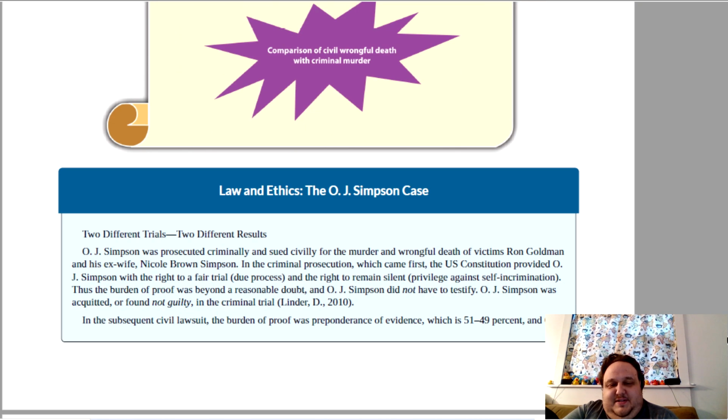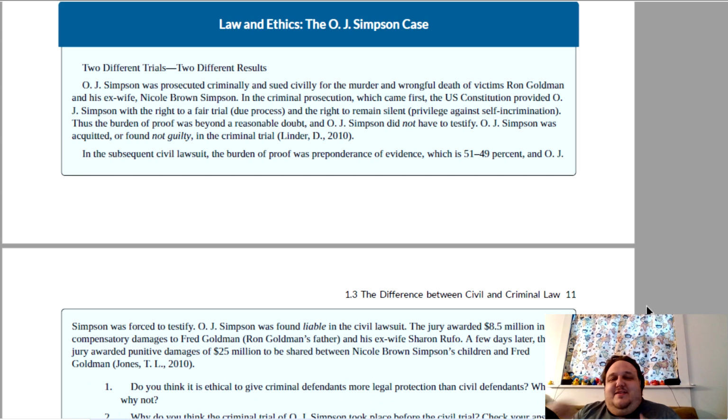But what I really want to focus on is this: law and ethics, the O.J. Simpson case. So, if you're too young to remember, way back when, O.J. Simpson was on trial for murdering his ex-wife, and I believe maybe her boyfriend. I don't remember. It's been a long time since I've gone into this case, and this just kind of came up, and I'm like, oh yes, I forgot about this.